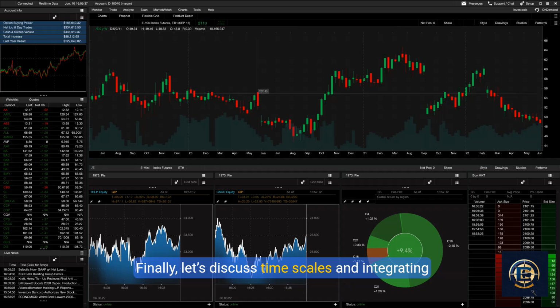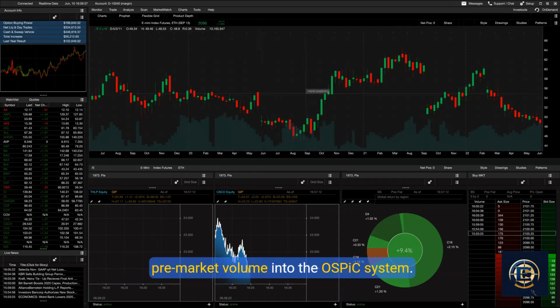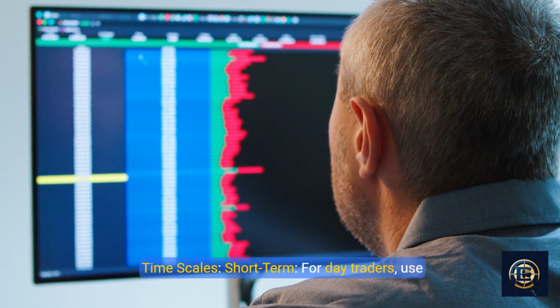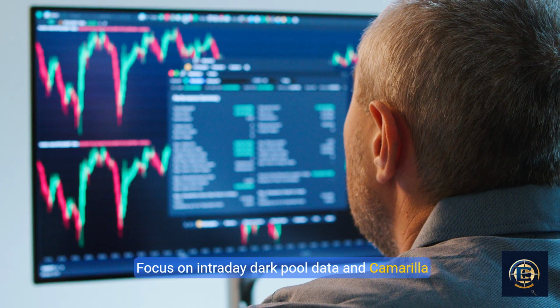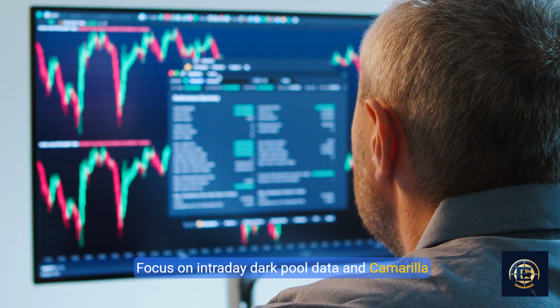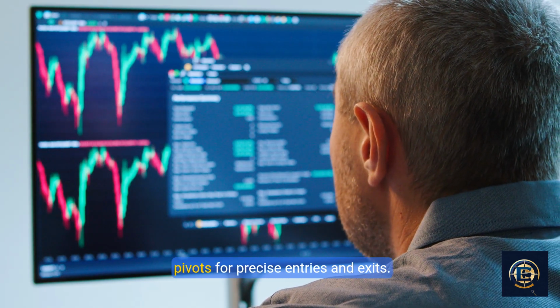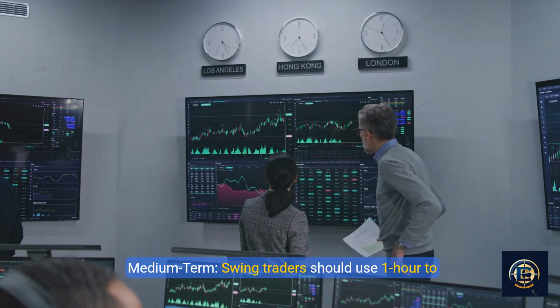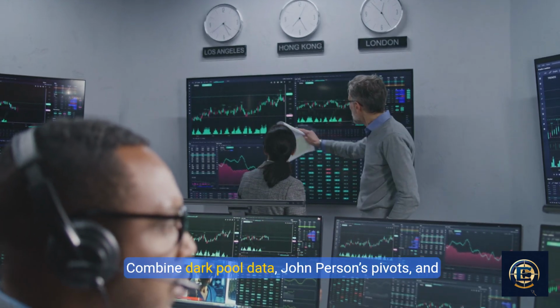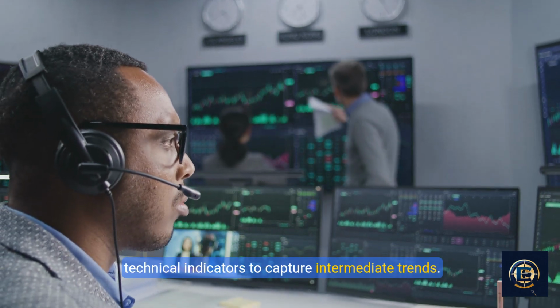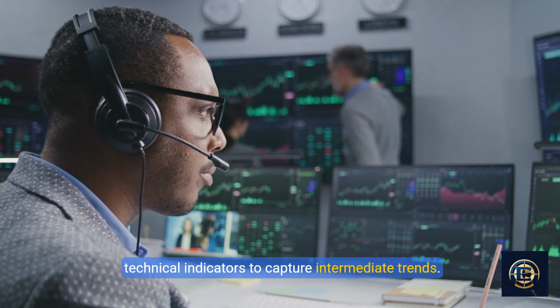Finally, let's discuss timescales and integrating pre-market volume into the OSPiC system. 1. Timescales. Short term. For day traders, use 1-minute to 30-minute charts. Focus on intraday dark pool data and Camarilla pivots for precise entries and exits. Medium term. Swing traders should use 1-hour to daily charts. Combine dark pool data, John Persons pivots, and technical indicators to capture intermediate trends.